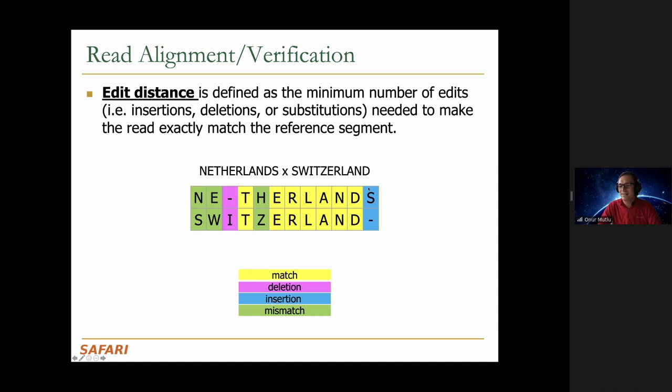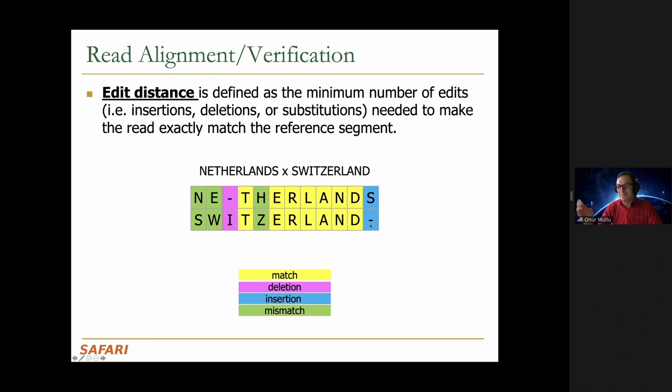So if you have a good edit distance computer, it would basically find out that you have three mismatches, one deletion, and one insertion. It would give you exact locations, because these exact locations are important, for example, for whether you have high blood pressure or not, right?